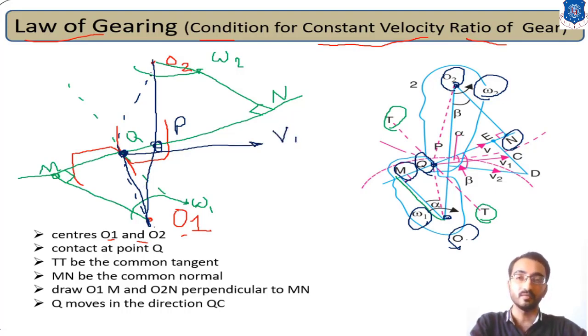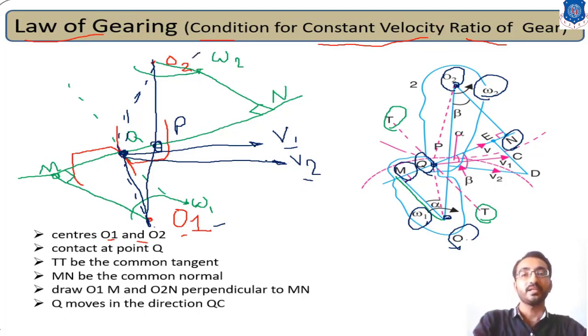In a similar way, we can sketch the velocity of point Q with respect to gear 2, which is termed velocity 2, and it will again be perpendicular to this O2Q line, at an angle somewhere like this, which is your V2. So now we have two velocities: V1, the linear velocity of gear 1, and V2, the linear velocity of gear 2. Now, while transmitting power, we are aware that these linear velocities have a component on this common normal, which is termed the linear velocity V.